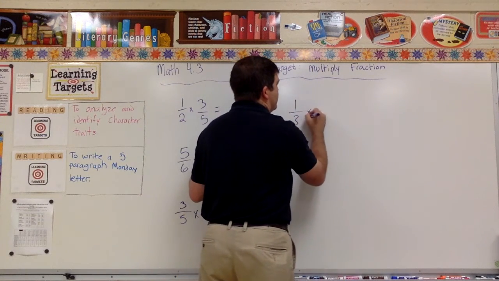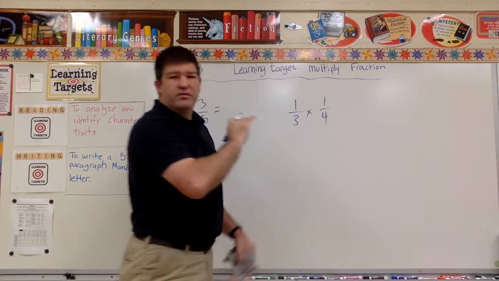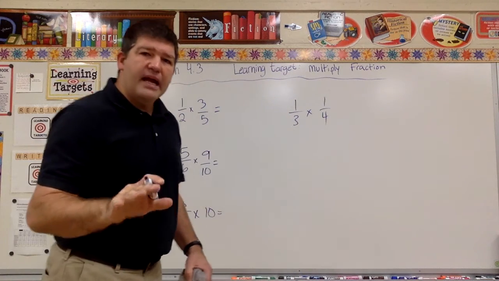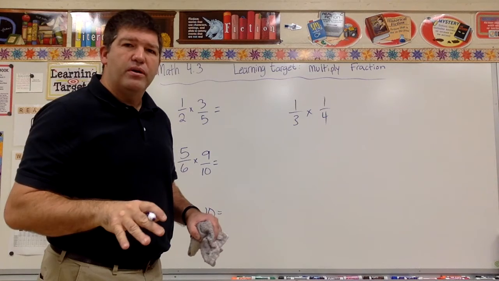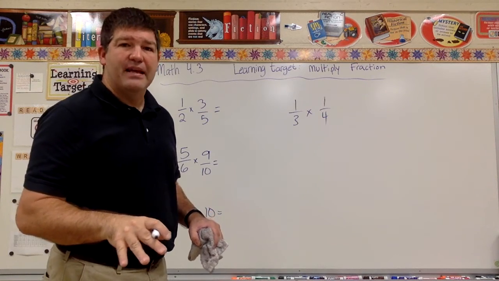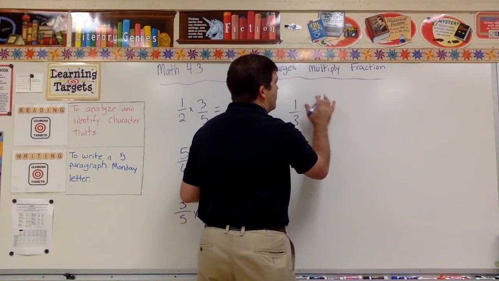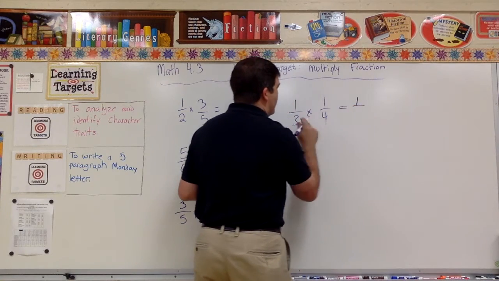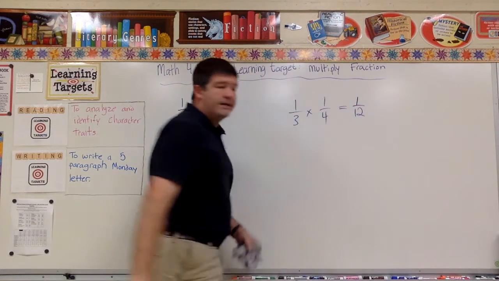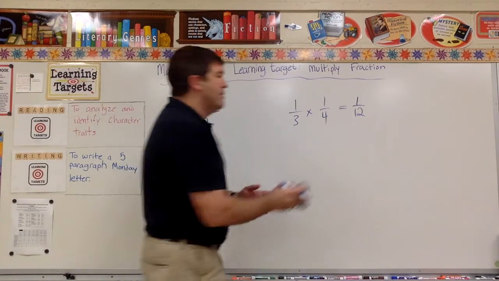The easy way to do it is that you just multiply across. Unlike adding and subtraction, you don't need to worry about the denominator being the same. This, you just go across. 1 times 1 is 1. 3 times 4 is 12. Okay? So you get 1/12. All right.